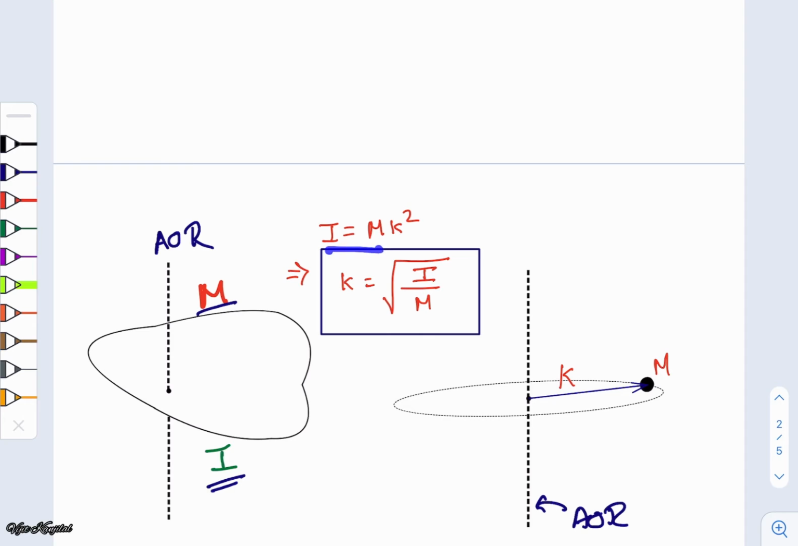So what do we get as the value of k? k is nothing but root over I by m. And we call this particular distance, a radial distance from the axis of rotation, the radius of gyration.